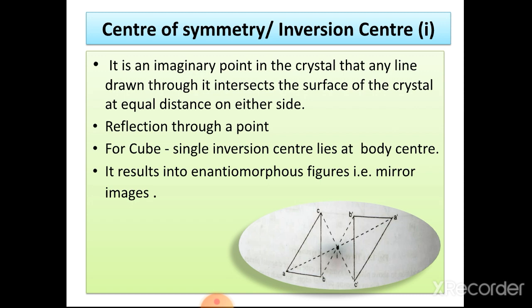And again, the figures which we get from the center of symmetry are mirror images. Again, these mirror images are through a point. So the kind of figures which we get here in case of an inversion center are enantiomorphous figures. So the cube has one inversion center.